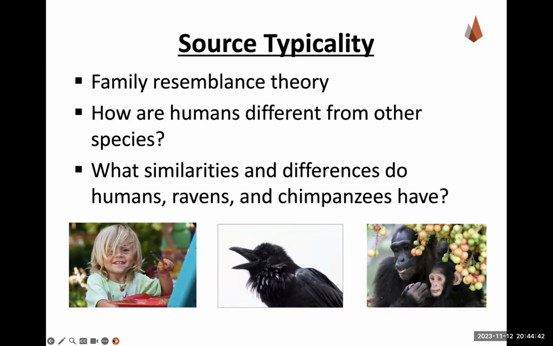What similarities and differences do humans, ravens, and chimpanzees have? Take a look at these pictures. If you're thinking it, yes, we all have hair. We all have eyes. We all have a mouth, even though we call the mouth of the raven a beak. We don't have wings. Anything else? We're able to move around, just differently.